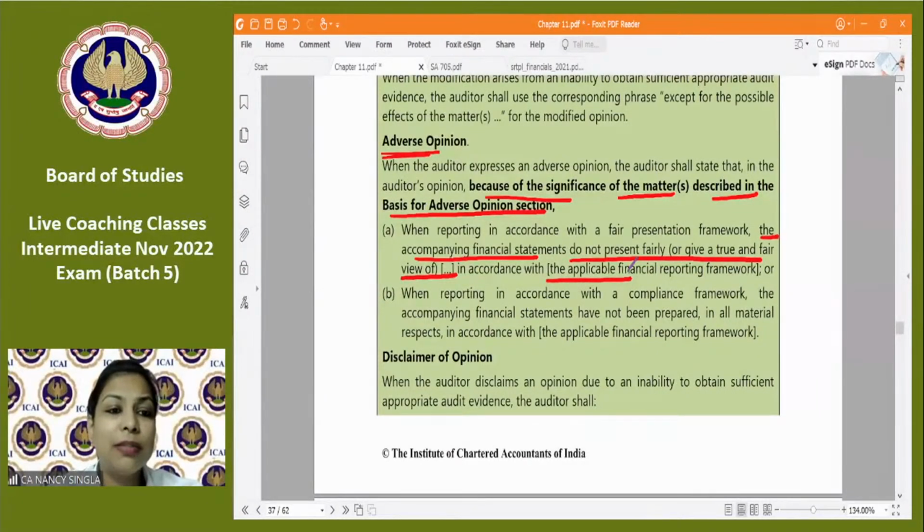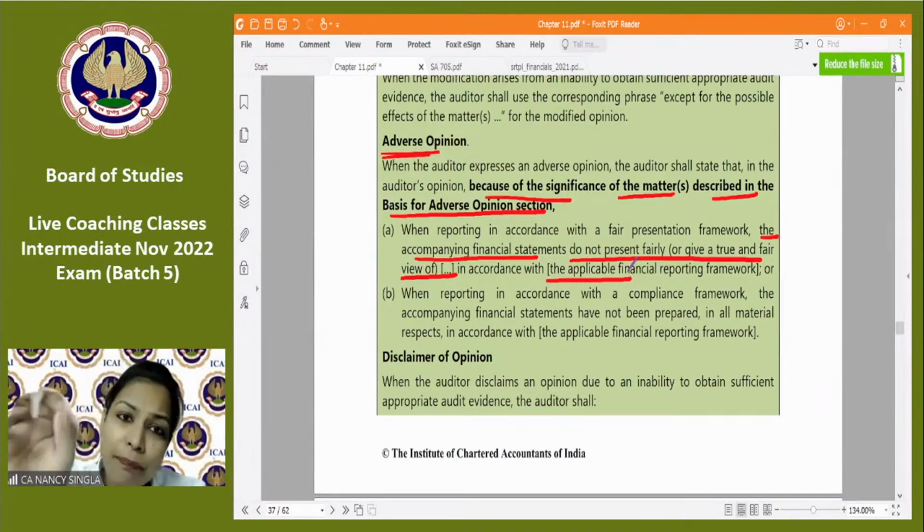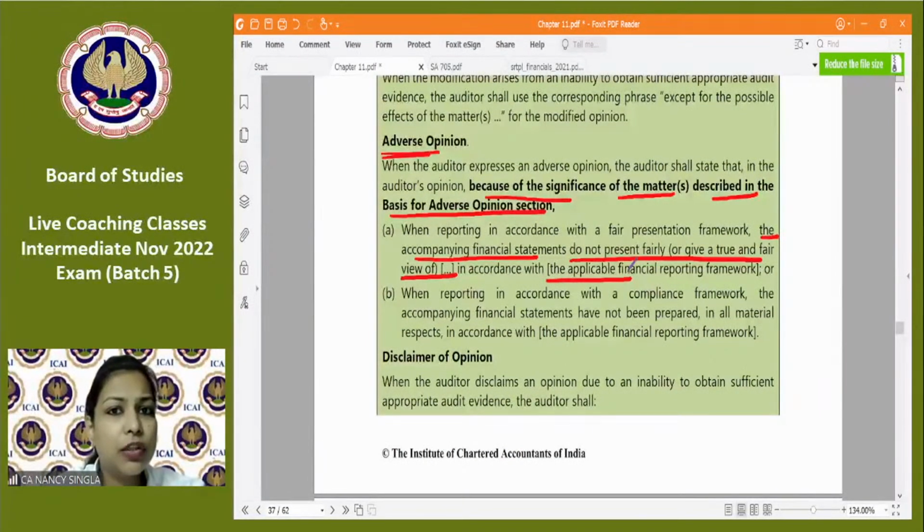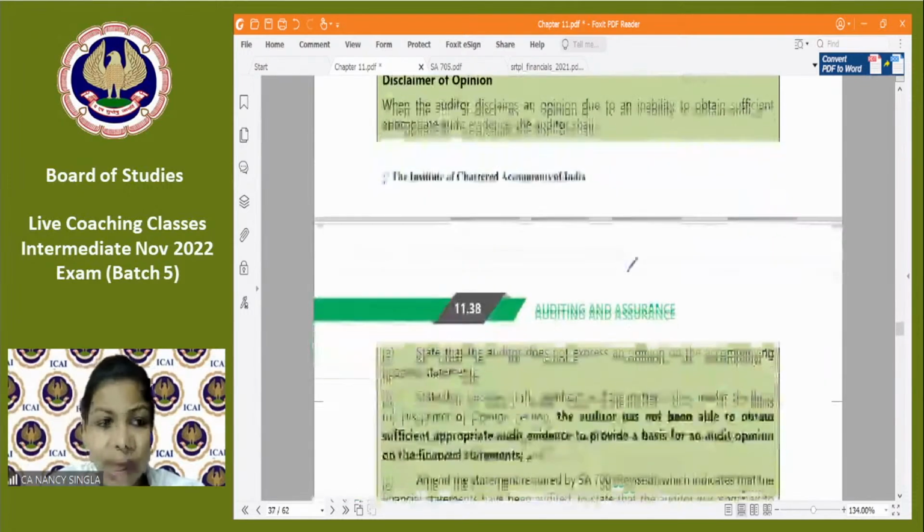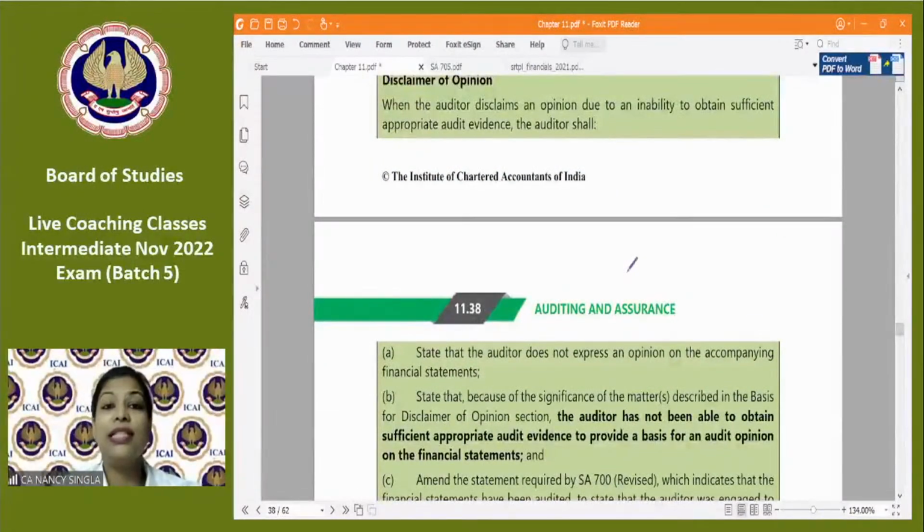ठीक है? और compliance में क्या बोलेंगे, that the financial statement are not prepared in all material respect in accordance with the applicable FRF. Clear? तो हमने qualified में क्या किया, except for the matter which has been described in basis of opinion, बाकी सब ठीक है. यहाँ पर हम क्या बोल रहे हैं, क्योंकि जो मैटर गलत है जो बेसिस ऑफ ओपिनियन में हमने एक्सप्लेन किया है, because that matter is so significant that the entire financial statement do not reflect a true and fair view. सिंपल.